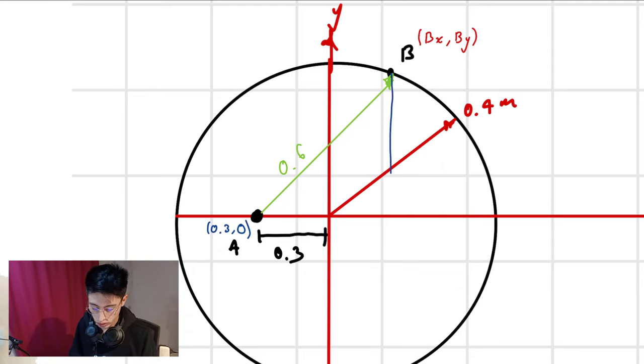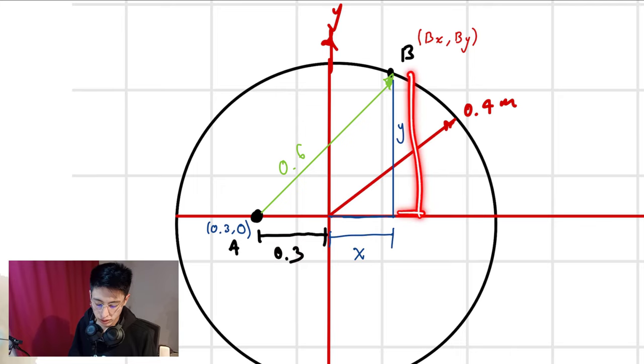Alright, so I'm going to describe right here a line. And this dimension, I'm going to call it y. This whole dimension. And finally, we need this other dimension, which I'm going to call x. Why is that? Because one cathetus is going to be this one, 0.3 plus x, and the other is going to be simply y. All right?